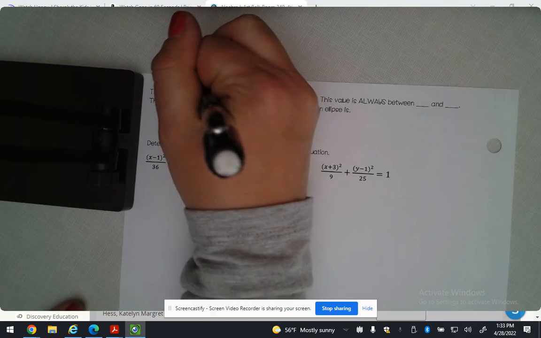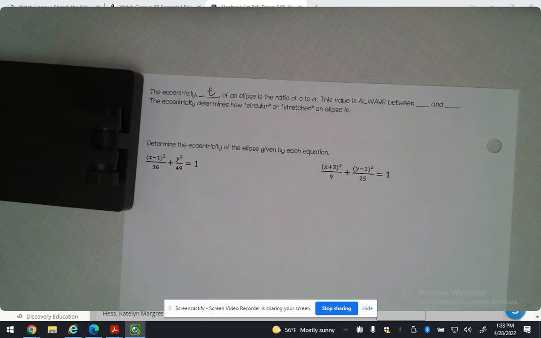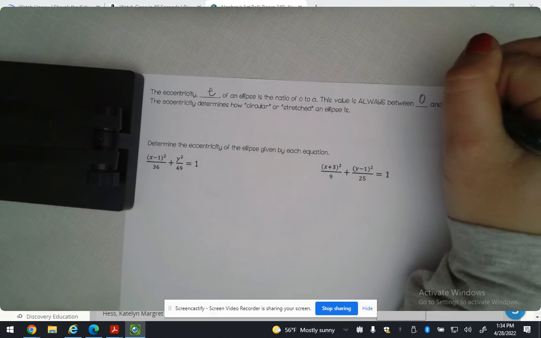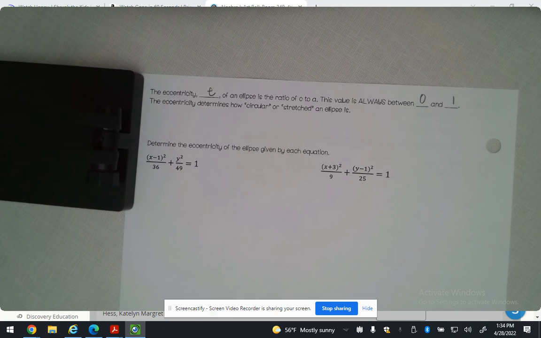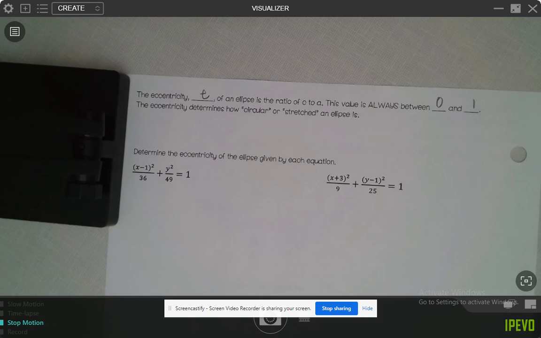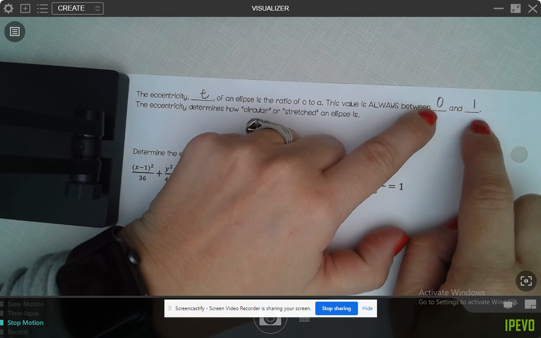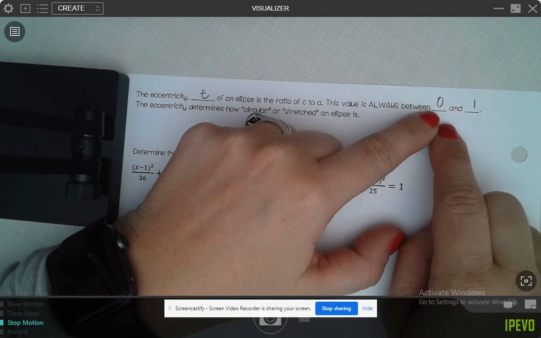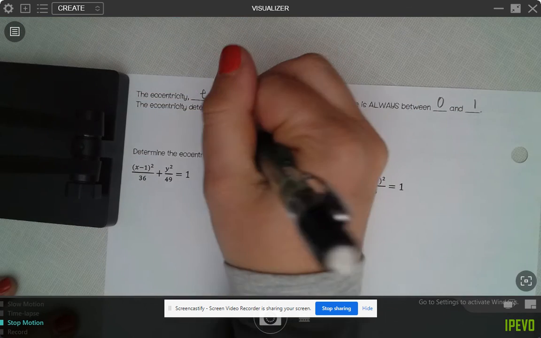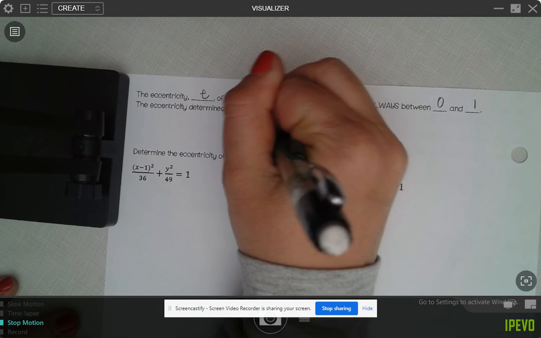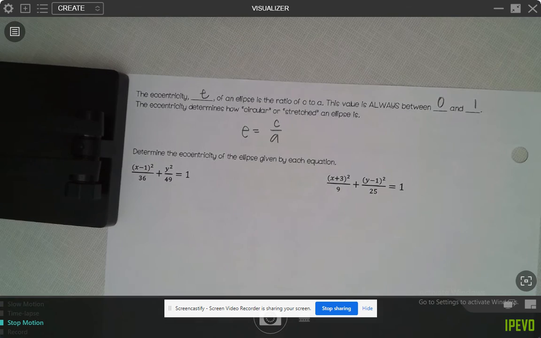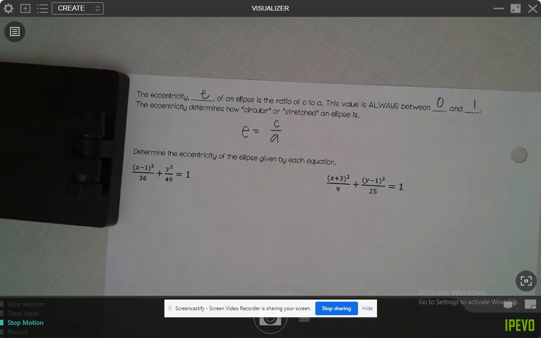So eccentricity is e. It's always between 0 and 1. I'm not sure if I talked about this very clearly in this class. Eccentricity is how close your ellipse is to a circle. So if your eccentricity is really close to 1, it's almost a circle. If it's close to 0, then it's really far away from a circle. To find it, it is always e equals c over a. So you're going to have to be able to find a, b, and c.